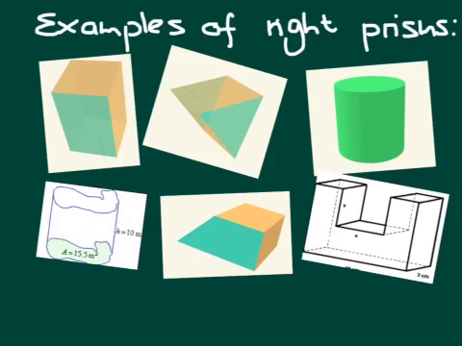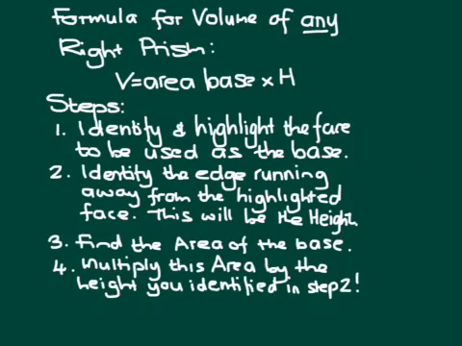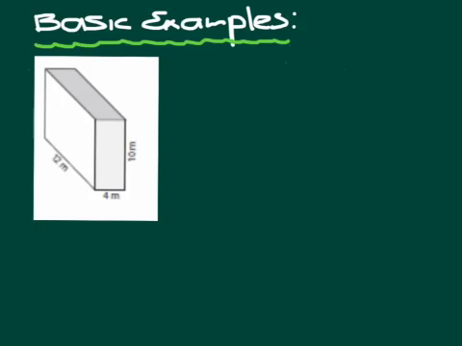It doesn't really matter. So we need to look at the formula for any right prism, and this is always the area of the base times the height. Now obviously, height is always perpendicular. So my steps: we need to firstly identify and then highlight the face that you are going to use as the base. You'll then notice that there are edges that run away from the base, and any one of those will be the height of the prism. We're going to find the area of the base and then multiply this area by the height you identified previously. All right, so let's look at some examples.